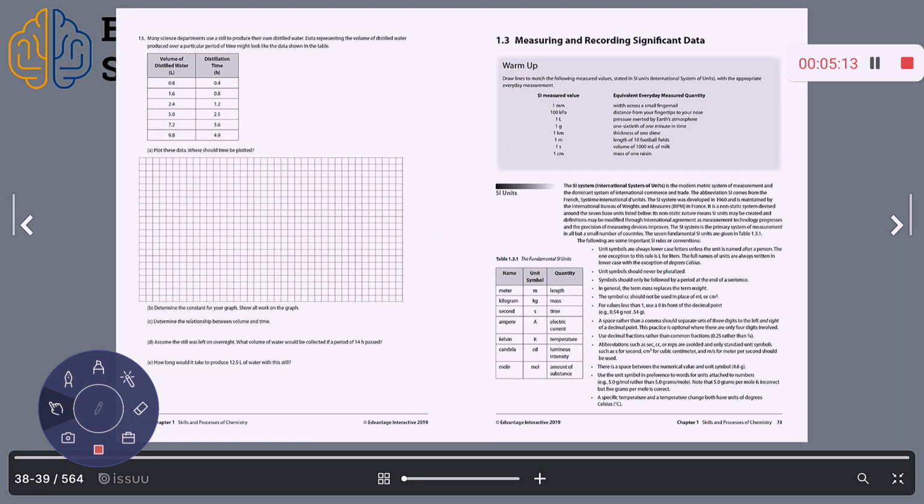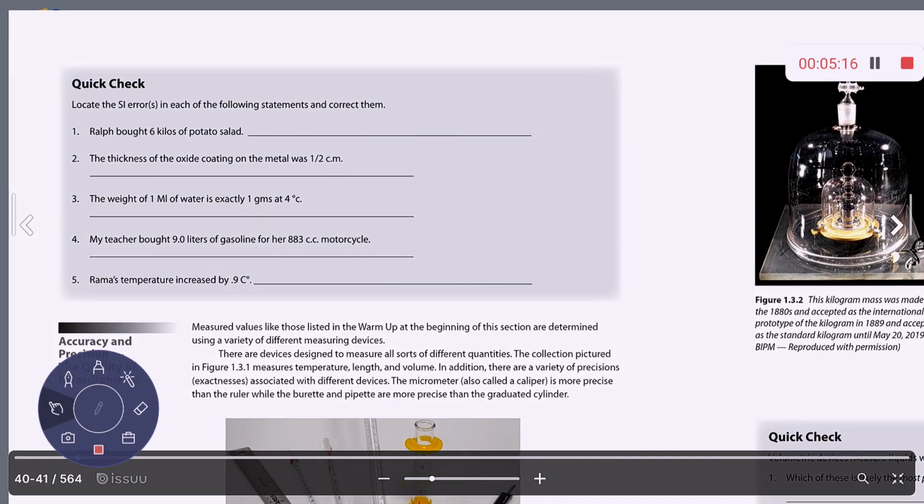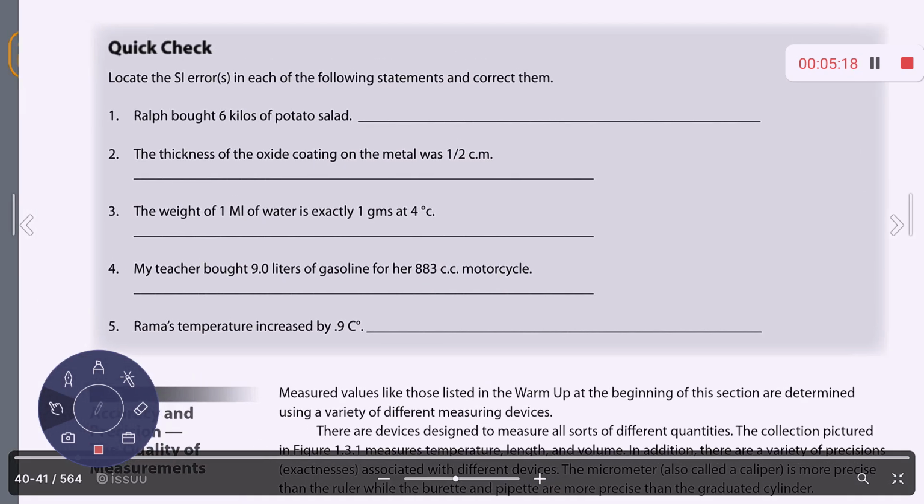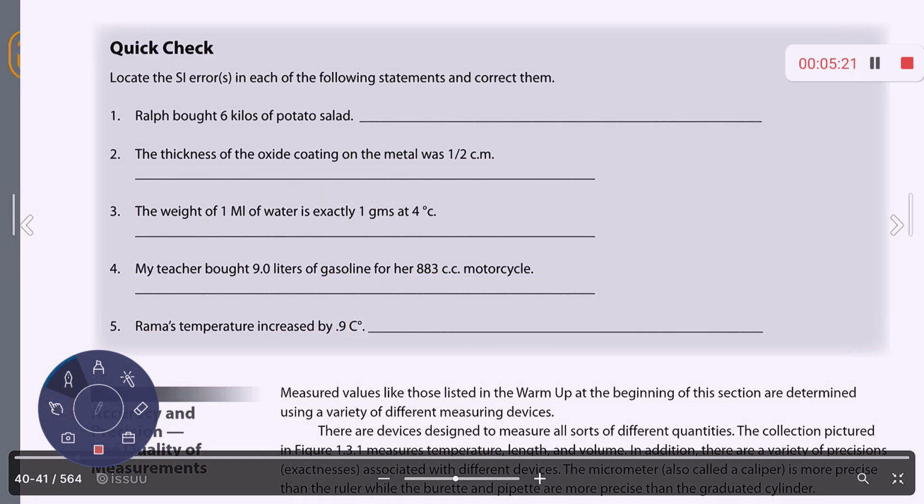Do you want to do these together? Yeah. Okay. So here we're going to correct the errors that you see. Okay, you can just tell me out loud. Number 1, it says Ralph bought 6 kilos of potato salad. What's the mistake? What should I make that? kg. Good job. Number 2, the thickness of the oxide coating on the metal was 1/2 cm. 0.5. Yeah, 0.5. But make sure you put the 0 in front of the point, right? And then what should I do with the unit? No period. Just make it cm.